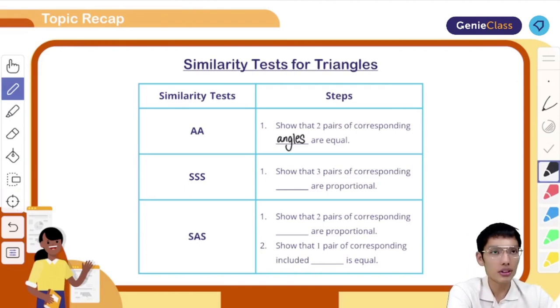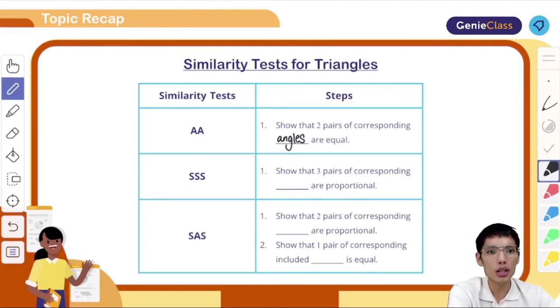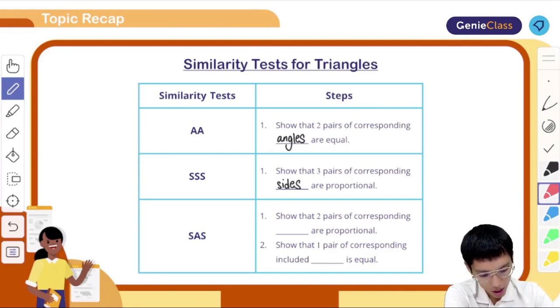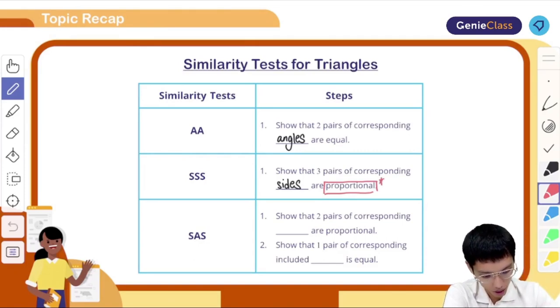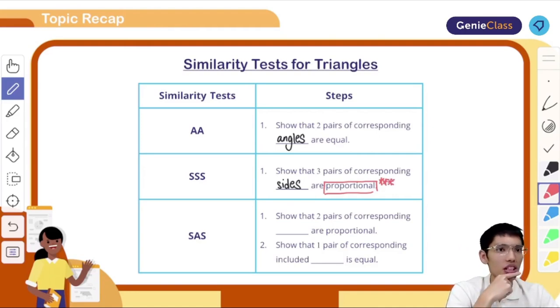Next up, for my similarity test, I just have 2 more to go, which is in this case SSS, which is my 3 pairs of corresponding sides. But take note, it's no longer the same now, but is proportional. Why did I say corresponding? Sorry for that. The difference between congruence and similarity is the word proportional. For similarity, we follow the word proportional. Alright, so take note over there.